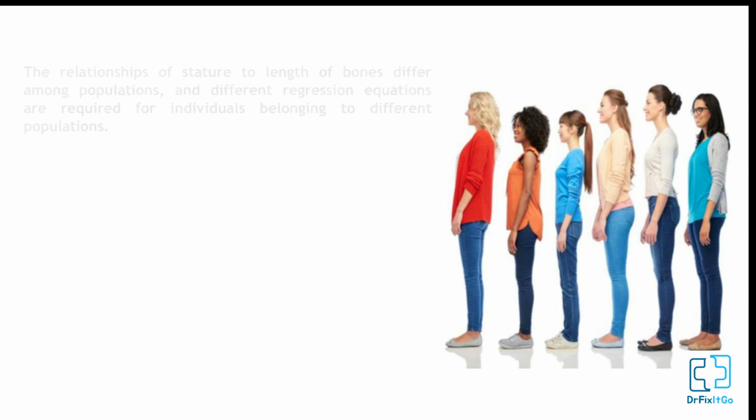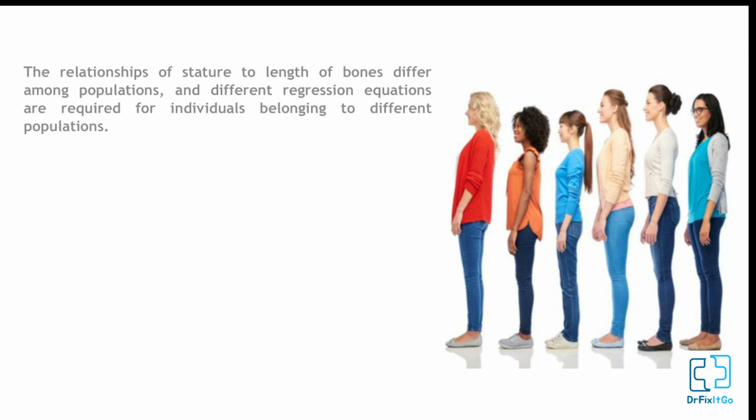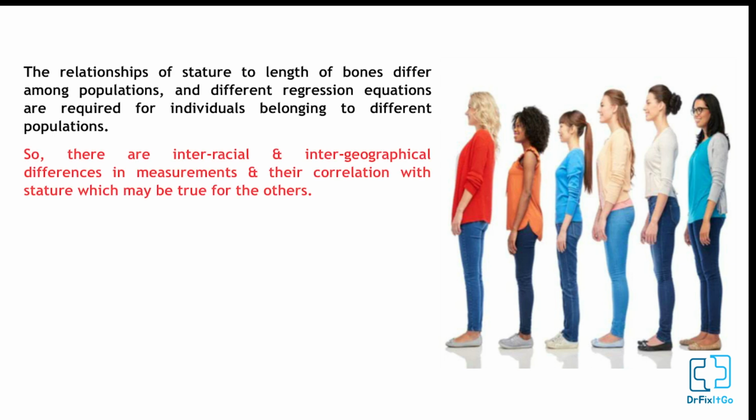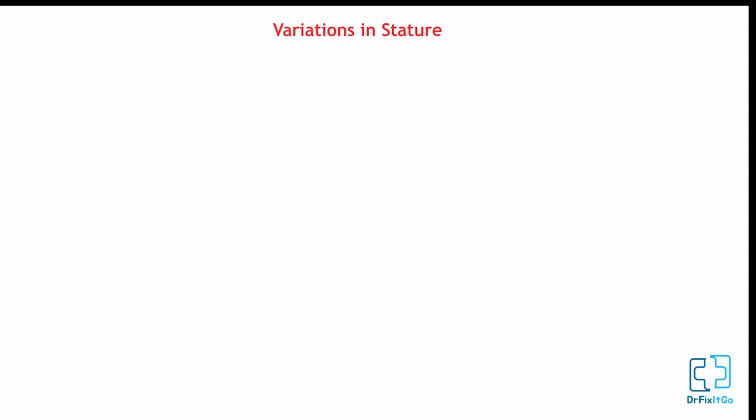The relationships of stature to length of bones differ among populations, and different regression equations are required for individuals belonging to different populations. So, there are interracial and intergeographical differences in measurements and their correlation with stature, which may be true for the other. Variation in stature.